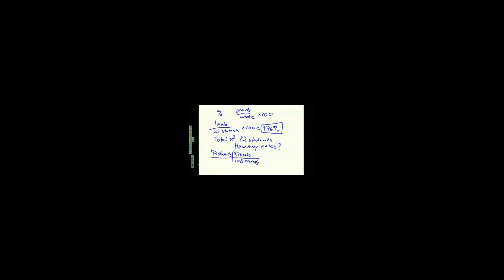So 72 students times 4.76 males divided by 100 comes out to 3.4. So you can't have 0.4 students, can you? So you would have 3 males out of 72. Right? Now I introduced this right here because this is what we're going to do a lot of.